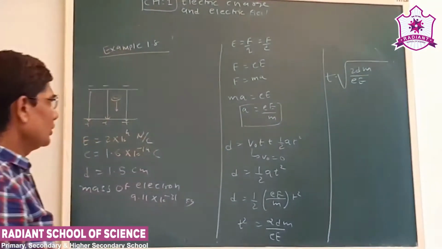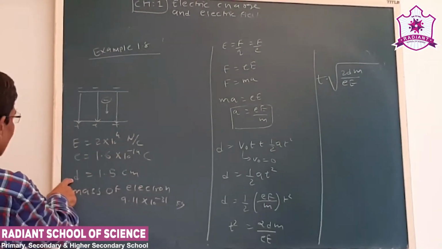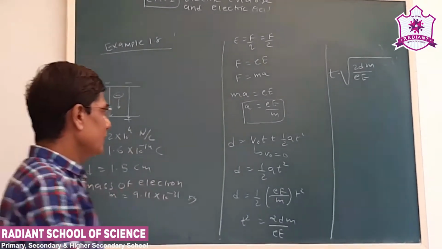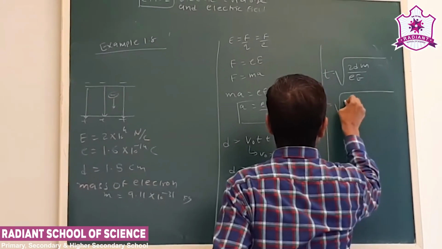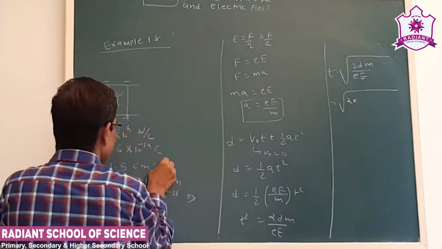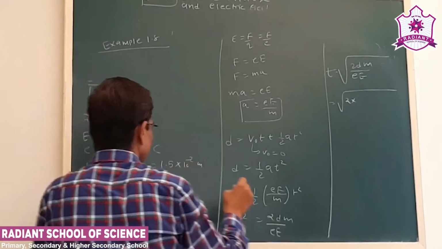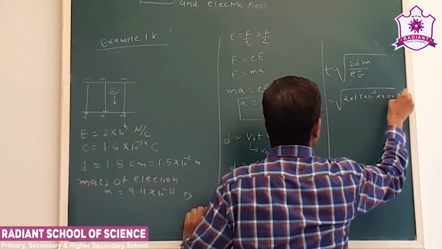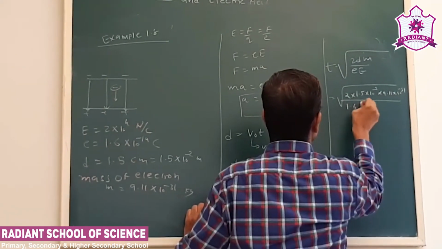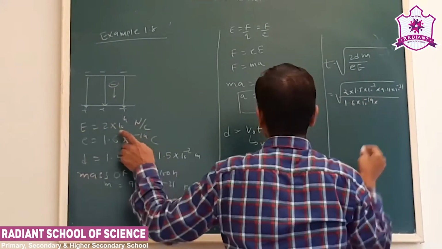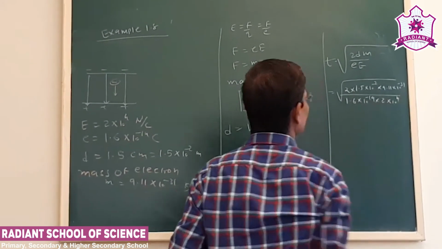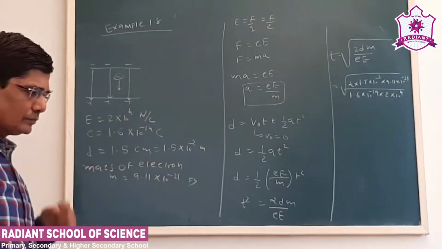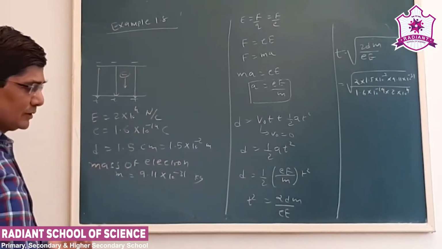Now all the values we have: d we have, mass of the electron we also have, and e and capital E. So we can substitute the values. The distance is given as 1.5 centimeter, so we convert it to MKS. This is how we can obtain the time taken by the electron to cover the distance.